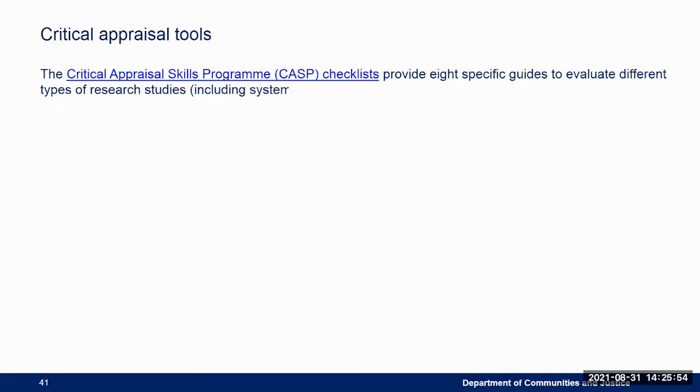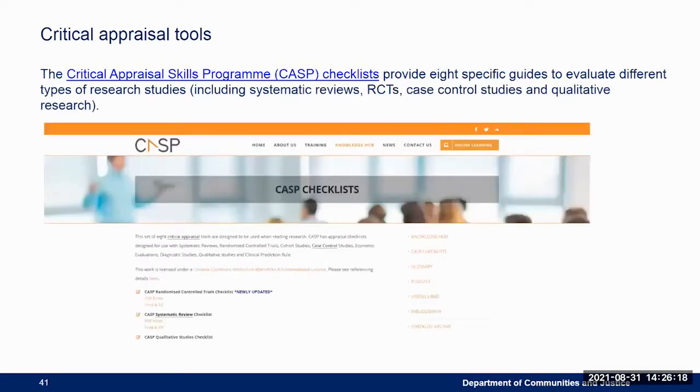There are a number of critical appraisal tools available. Some of them are very high level and are used by academic researchers to review systematic reviews. Probably the least technical is the Critical Appraisal Skills Programme checklist. There are 8 guides to evaluate different types of research studies, so systematic reviews, RCTs, qualitative research.